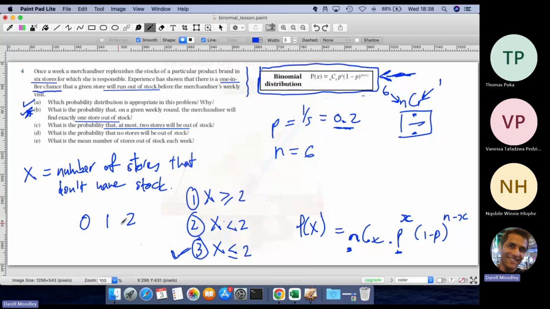So 0 is a possibility. So you can have 2, you can have 1, and you can have 0. And the only one that satisfies that is this option 3. That's why you have to understand what it means mathematically when you say at most 2. All right, so it's option 3.